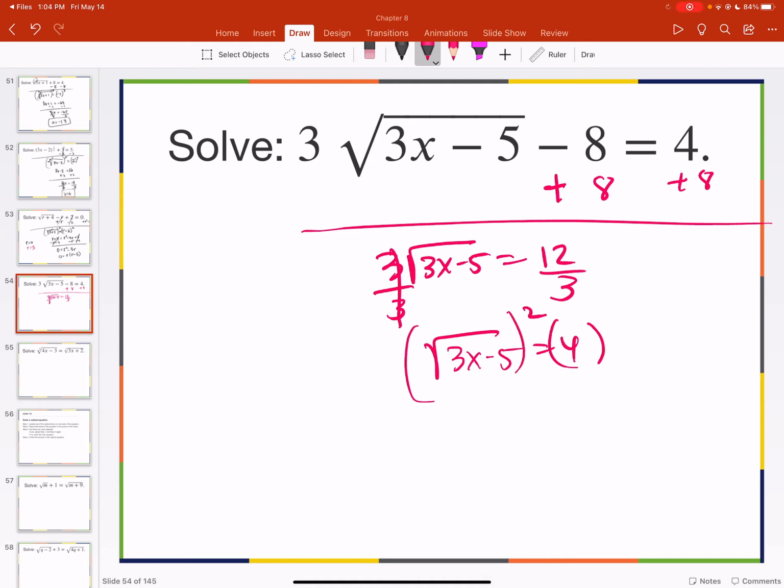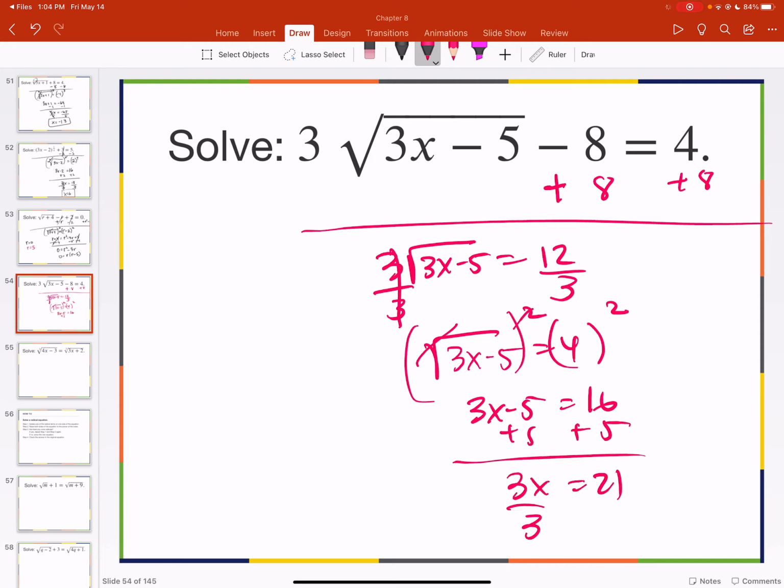Square both sides. We get 3x minus 5 is equal to 16. Add 5. 3x is equal to 21. Divide by 3, and we get x is equal to 7. Okay, what about something like this?